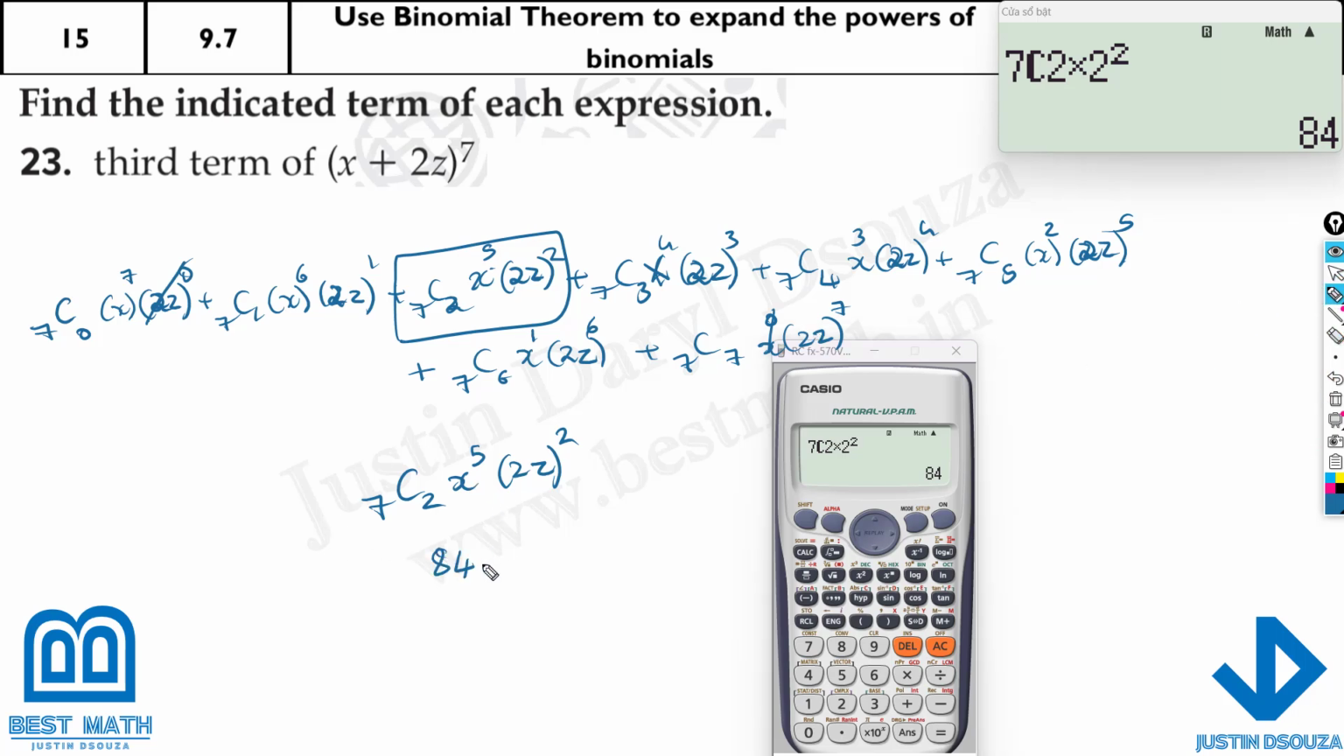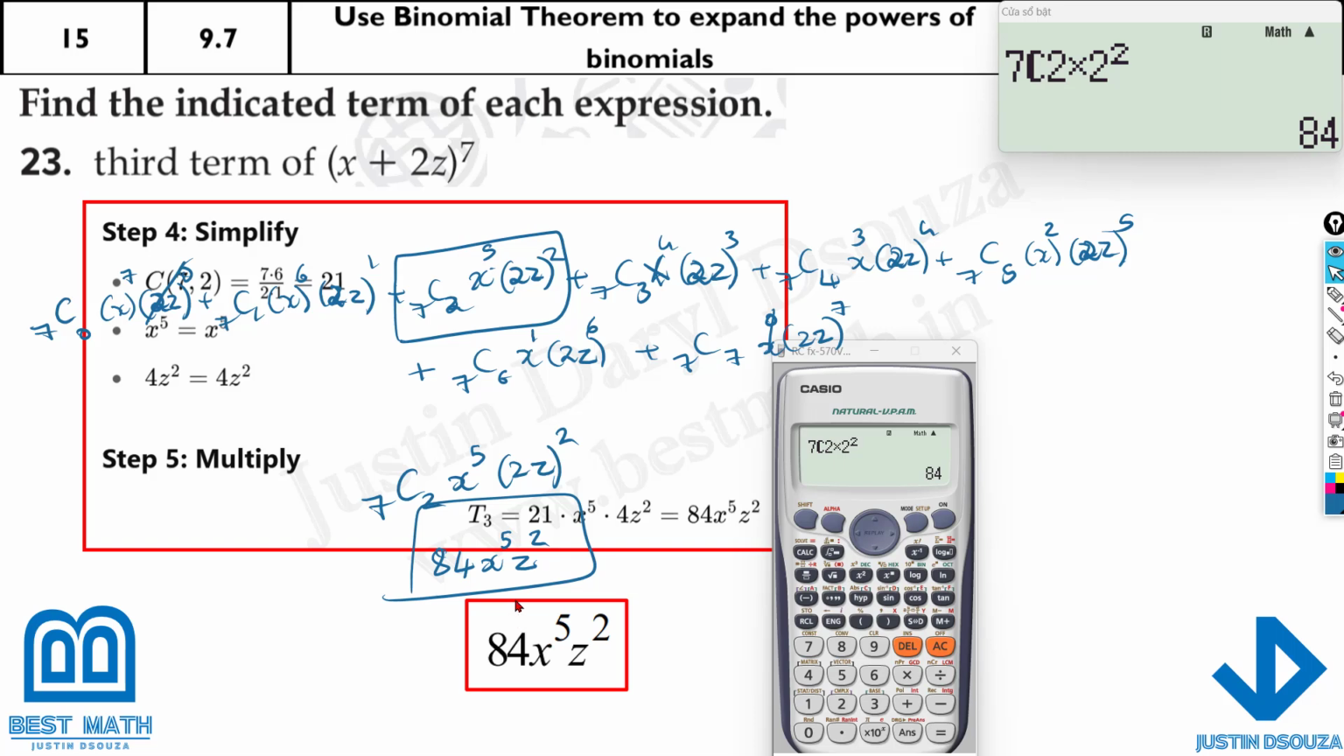84 is the coefficient. What is the x term? Raised to power 5 and z raised to power 2. That is going to be the third term. This is by the binomial theorem. But now the same thing. Let's just double check the answer. Here we go. Okay, it's a bit long. Okay, that's the correct answer.